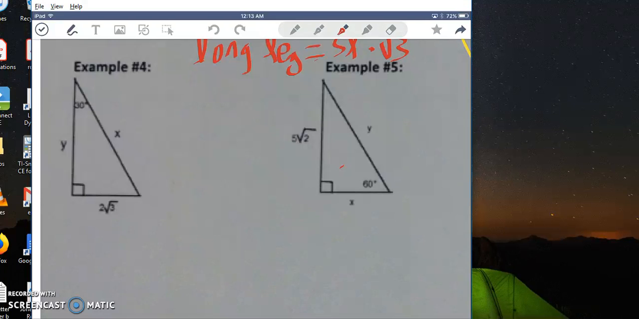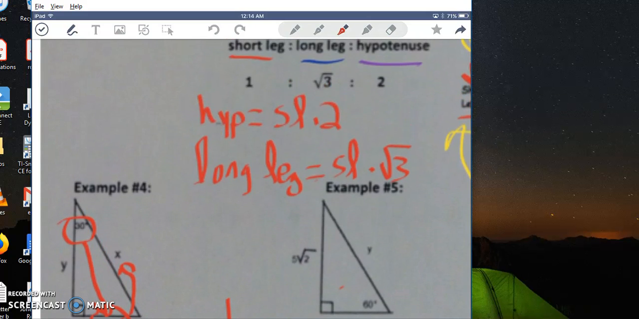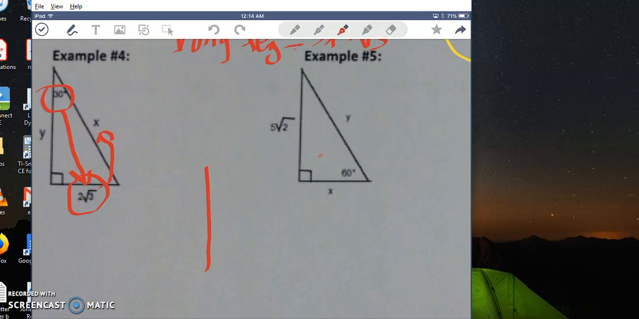So in this first example, we have a 30, 60, 90 here. We see that this is our 30, so this is going to be the shortest angle. That makes this the shortest leg. Okay, you have to make sure you identify which part is the shortest angle, so we can find what the shortest leg is going to be. Now we have the short leg. We can find our hypotenuse based off our formula above.